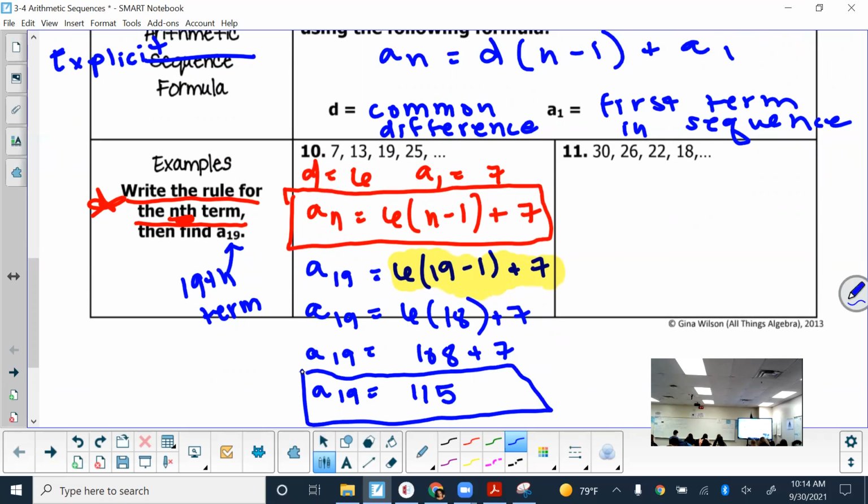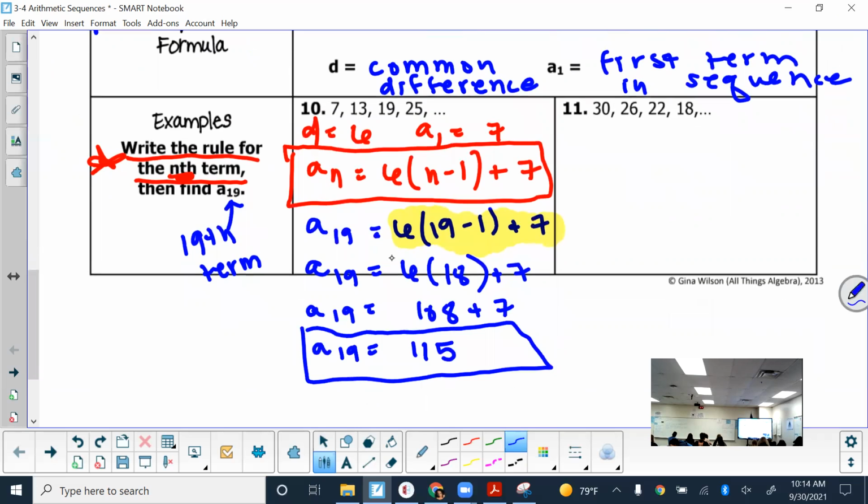Isn't that easier than continuing the pattern until I get 19 terms? All right, yeah, it is easier. It would be easier too if I had to find like the 100th term, like they love to ask on the test. So formulas are there to make your life easier, not harder. So know how to use that formula. Try number 11. So try making the rule for this sequence like we did in red, and then try finding the 19th term like we did in blue.